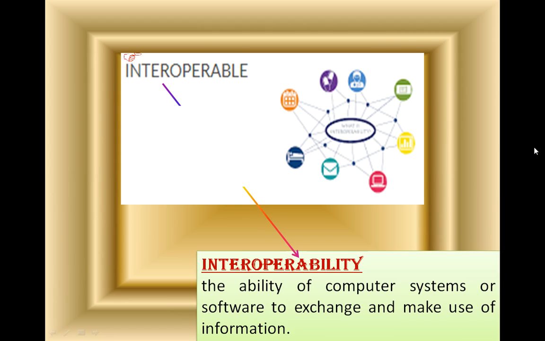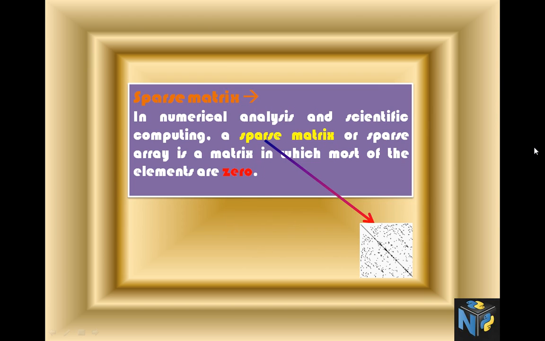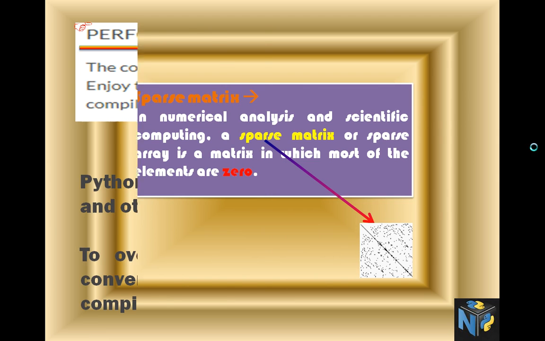Next feature is interoperable. The ability of computer systems or softwares to exchange and make use of information is known as interoperability. And NumPy supports a wide range of hardware and computing platforms and plays well with distributed, GPU and sparse array libraries. What is a sparse matrix? In numerical analysis and scientific computing, a sparse matrix or a sparse array is a matrix in which most of the elements are 0.